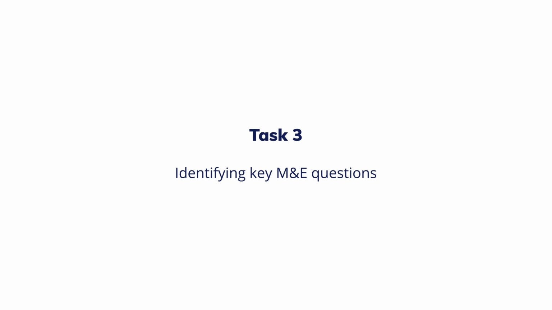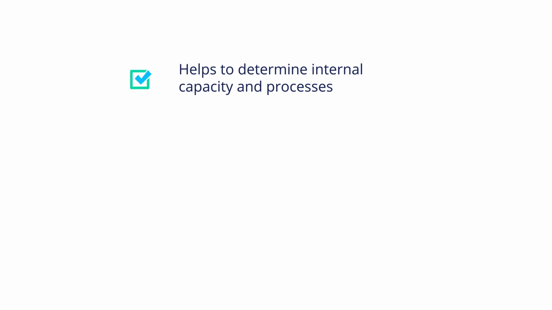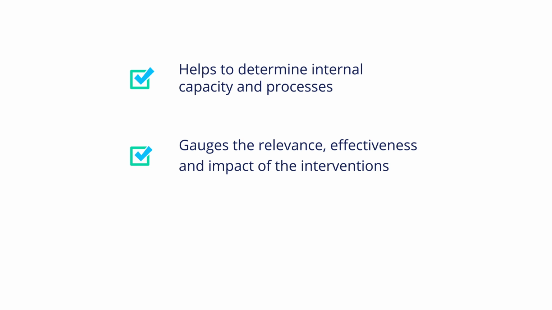Task 3. Identifying monitoring and evaluation questions. Program managers with input from stakeholders and donors identify the most important M&E questions the project will investigate. M&E questions, when answered, will allow the managers to determine their internal capacity and processes in terms of vision, leadership, budget, management, sustainability, etc. These questions also allow them to gauge the relevance, effectiveness, impact, and contributions of the interventions at different stages of the project lifecycle.